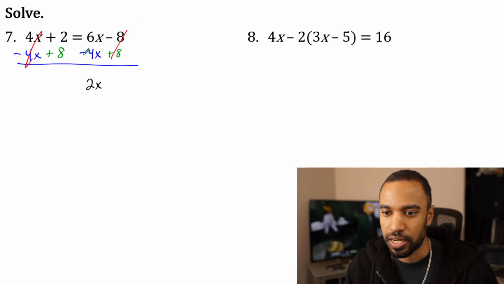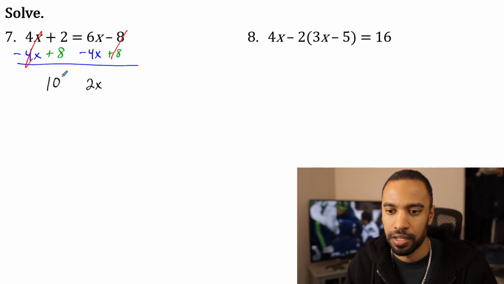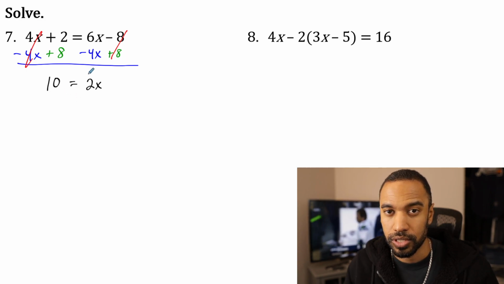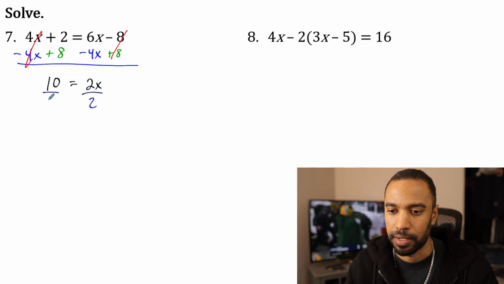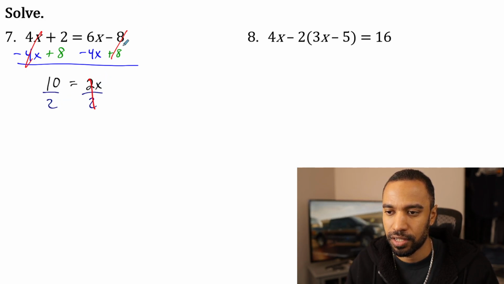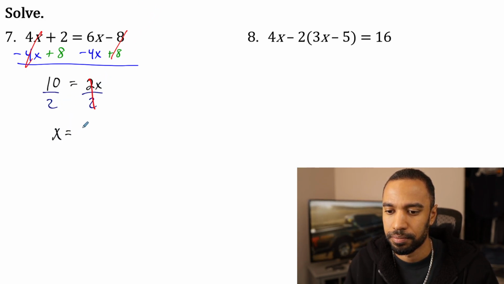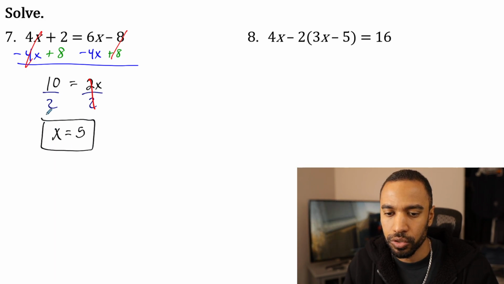So negative 8 plus 8 is 0. 2 plus 8 is 10. Now I have an equation that says 2x equals 10. Okay. And if I divide both sides by 2 here, I'm going to go ahead and get x equals 5. x equals 5 is the solution to this equation.